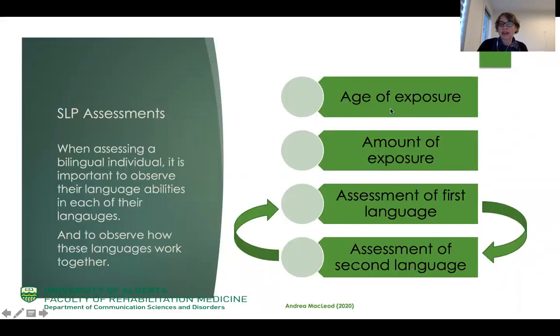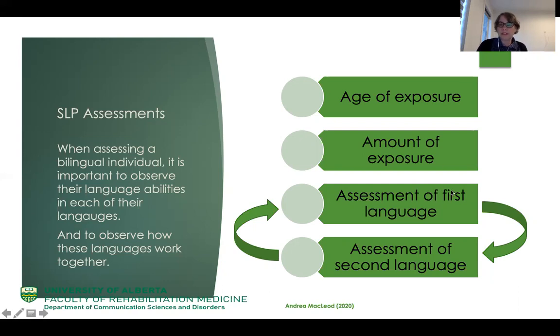So this can be captured through a parent questionnaire, the amount of exposure, so really looking carefully at how much exposure the child has to each of their languages, with who, in what contexts, and are there areas that have changed recently or over the course of the child or the individual's lifespan. And all of that will contribute to understanding, and predicting and thinking about their language proficiency.